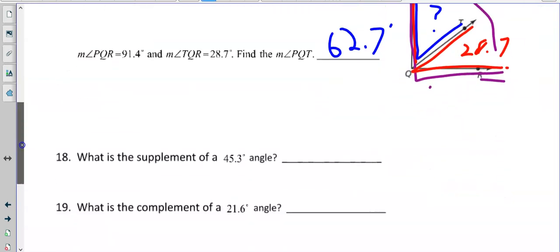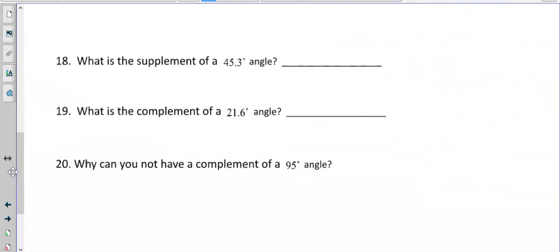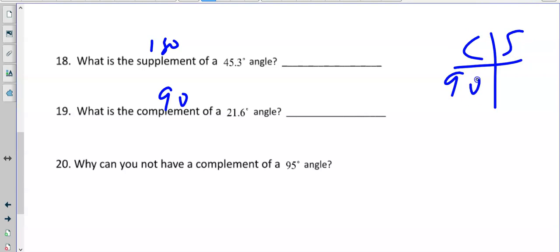And now we get to the last few. Supplement, right off the bat, I like to write down 180. I'll be honest with you, I wasn't paying attention. I started to do 90, even though I know what it is. So right away, keep yourself on track. And remember the little trick I taught you. C comes before S in the alphabet. 90 comes before 180 in the numbers. So there's a little chart to help you remember.